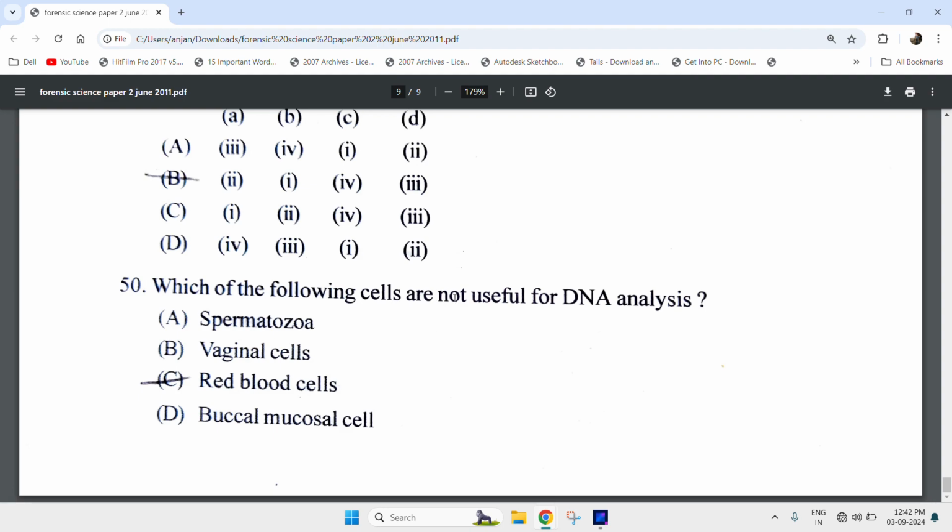Which of the following cells are not used for DNA analysis? Red blood cells. That's all for today.